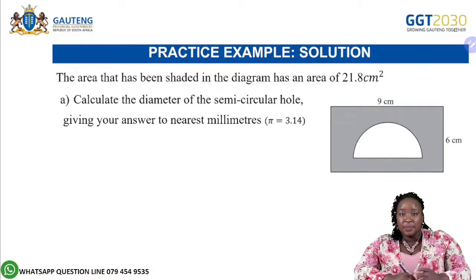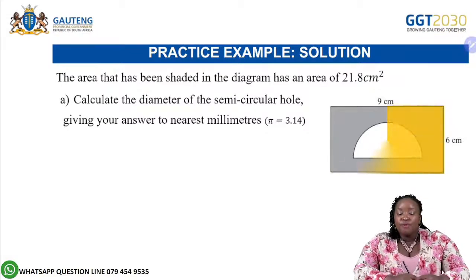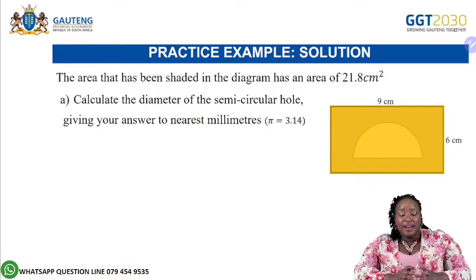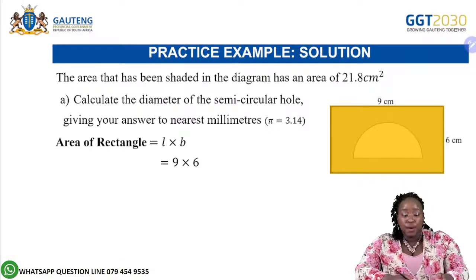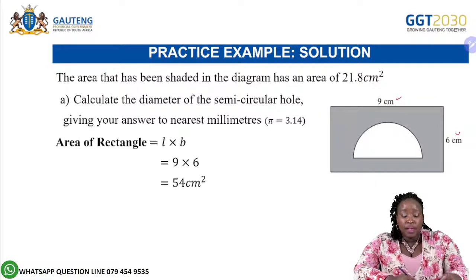Make sense? Okay, so first, for us to be able to find the area of the semicircle and then get the diameter, the first thing we'd have to do is to actually get the area of the full shape. So the full shape is a rectangle, therefore we are going to use length times breadth, and then that's 9 centimeters there times 6 centimeters, and then we get 54 centimeters squared, right? So we've calculated the area of the full shape.